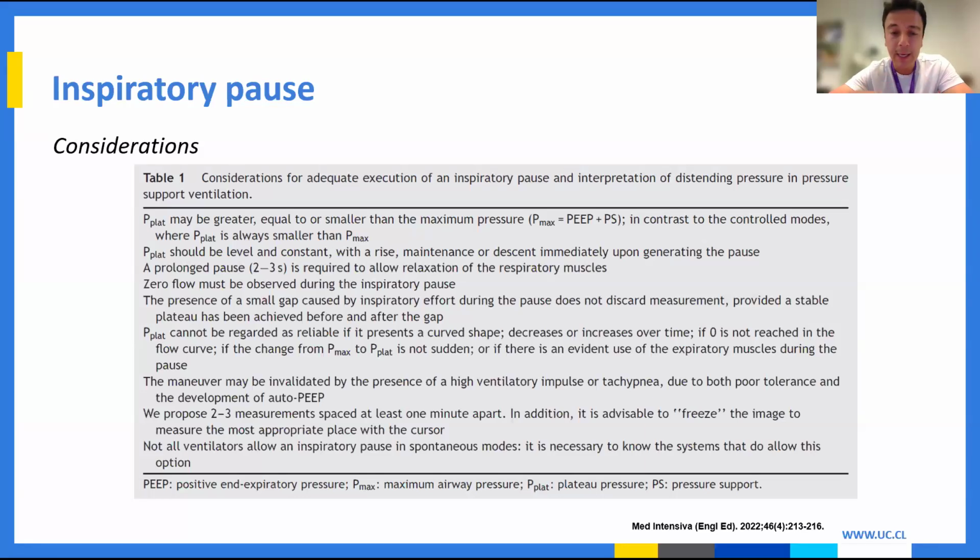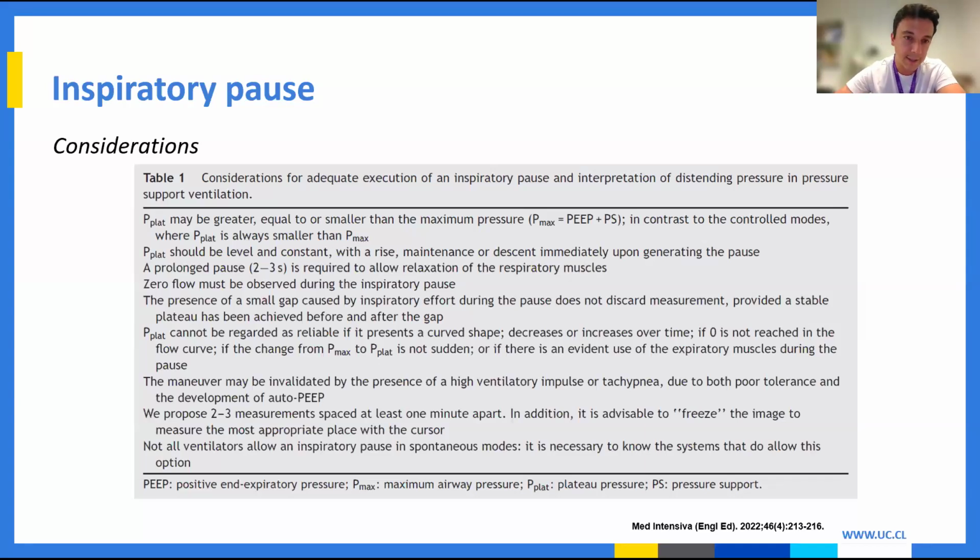It must be really stable. It's not good if you have a plateau pressure going up or going down, or if you have an effort in the middle of the plateau pressure. I mean, it doesn't mean that you cannot use it, but at least you need a stable time with this plateau pressure in order to use it and for this maneuver to be valid.